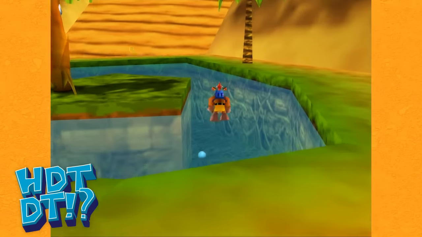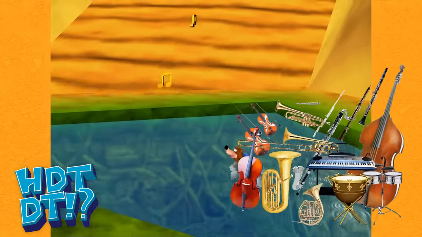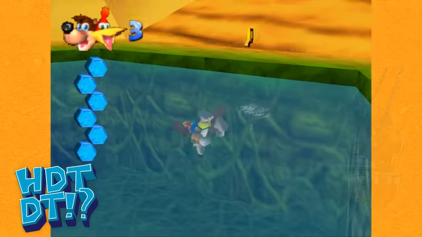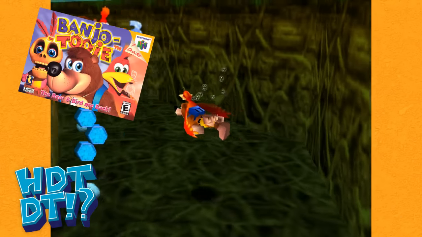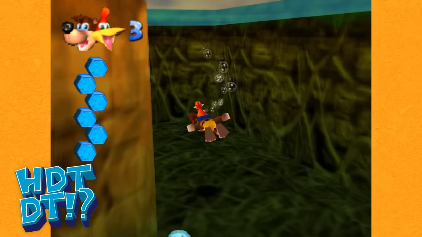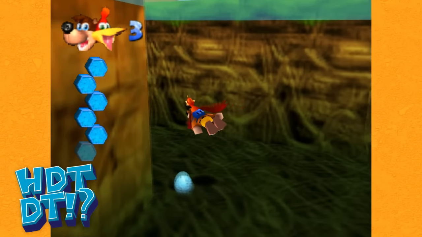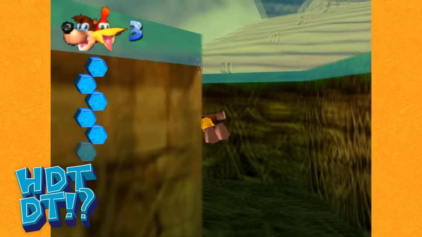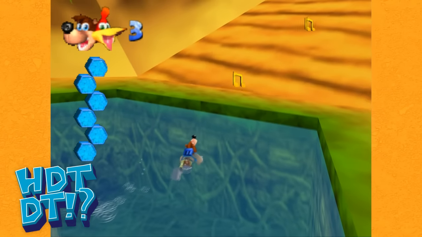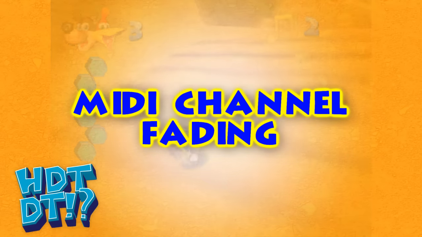A MIDI file is made up of 16 channels, which means you can have a maximum of 16 different instruments in any one track. Well, that is unless you get clever like they did in Tui, but that's a story for another day. For BK, pretty much every piece of music uses all of the channels, but the game is programmed to ignore certain channels at certain times. This is the basis of the dynamic music, and the process is called MIDI channel fading.